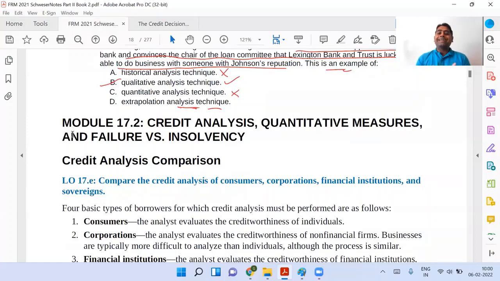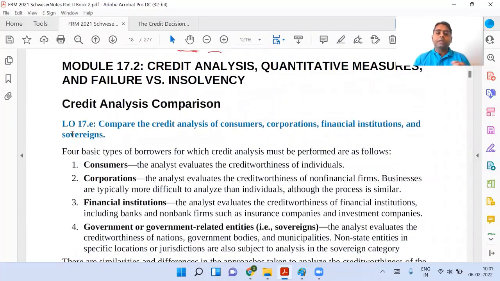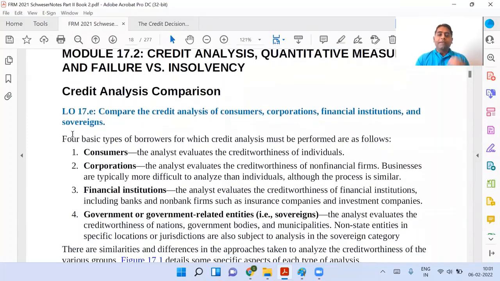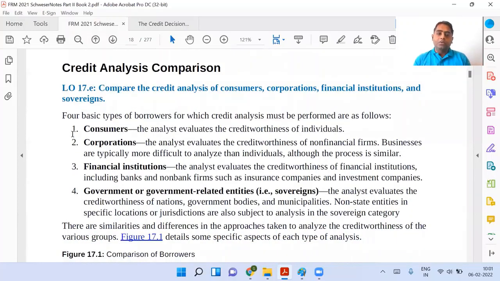We are moving towards the analysis part now. Over here, they are talking about the quantitative analysis, in which they have bifurcated the customer into 4 different categories. There's a table also.